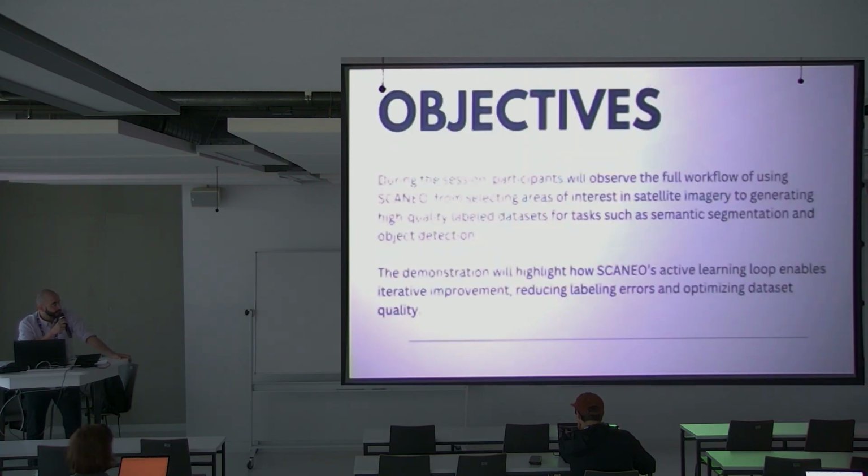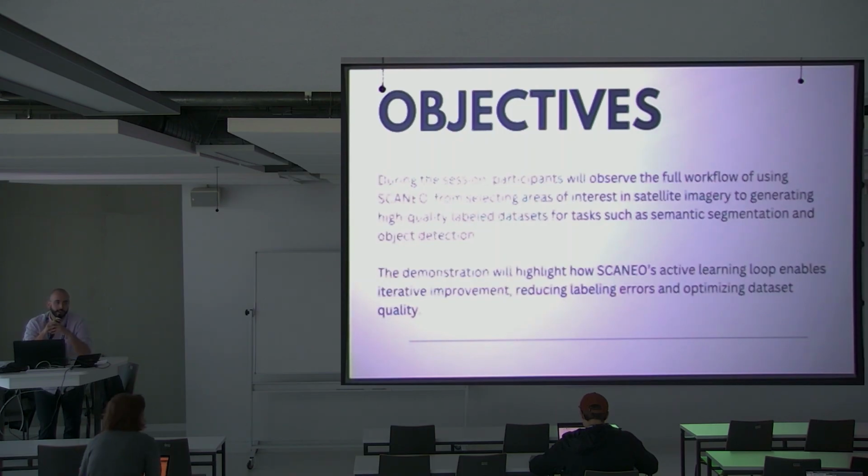So, presentations done. Those are the objectives of this session. This session is about SCANEO, a web app for intelligent labeling of Earth observation imagery to generate high-quality data sets for tasks such as semantic segmentation, object detection, classification, and so on. Here we'll demonstrate how we can use SCANEO to train a model with a small data set, and then use this model to train itself, reducing labeling errors and optimizing the data set quality.